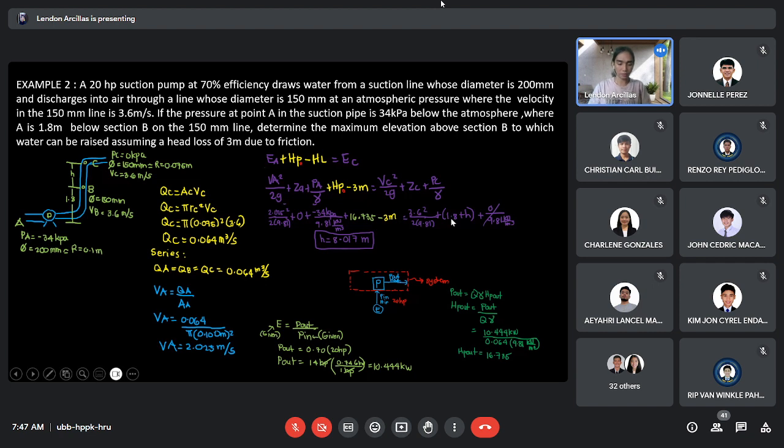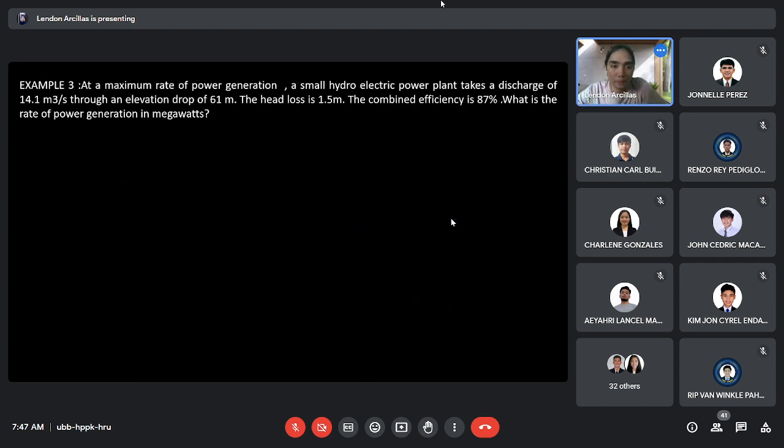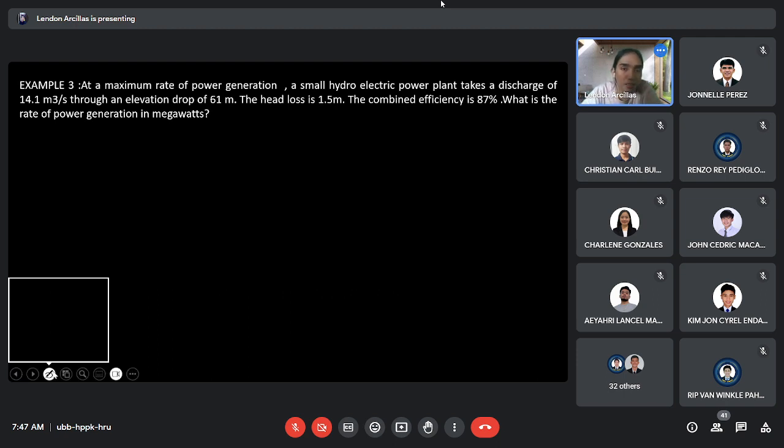So let's continue. So, at maximum rate of power generation, a small hydroelectric power plant takes a discharge of 14.1 meter cube per second, an elevation drop of 61 meters. The head loss is 1.5.